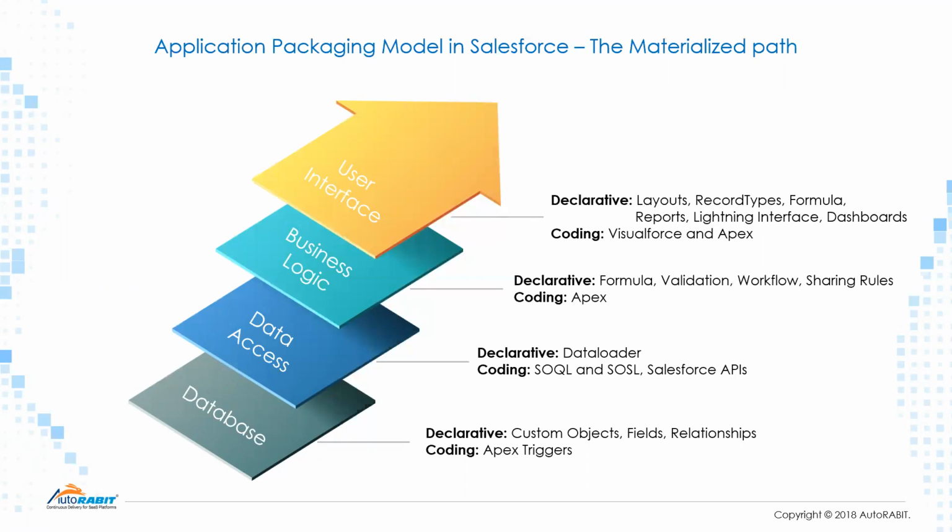So from a developer perspective, if you are thinking of moving to a package-based development and deployment model, then you would have to start figuring out how to split your application logic into these 4 composite layers. Now, you can also have additional composite layers where your UI would also be performing some sort of business logic actions. So this is the materialized path that we have envisioned for second generation packaging.